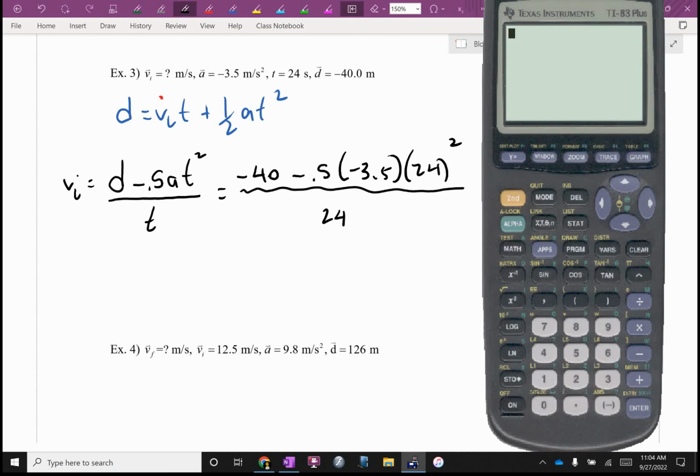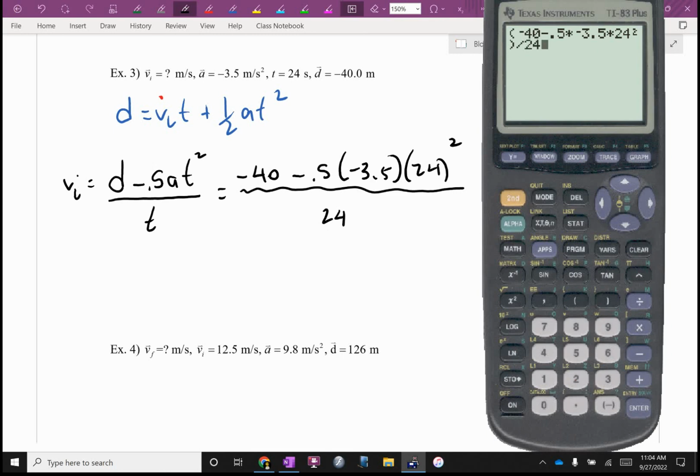So we're going to open up a bracket. Yep, good. And then negative 40. Make sure you use your negative button, not your subtraction. Take away. And then I'm going to go 0.5 times negative 3.5 times 24 x squared button. Close off the top. Divided by... Brian, is there more than one thing on the bottom? Do I need brackets around the bottom?